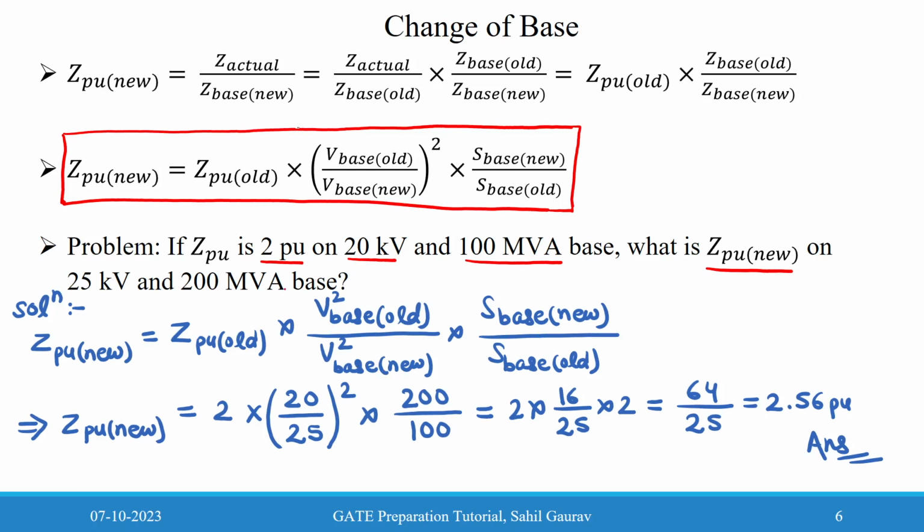On putting these values, the per unit impedance older value is 2, V base old is 20 and V base new whole square is 25. On multiplying with S base new, which is 200 MVA, and S base old, which is 100 MVA, and simply multiplying all this, you will get 2.56 per unit as the answer. Till here, is there any doubt? No, sir. Okay.